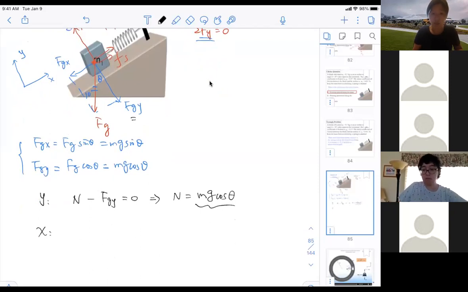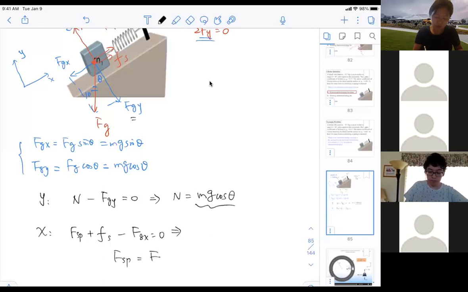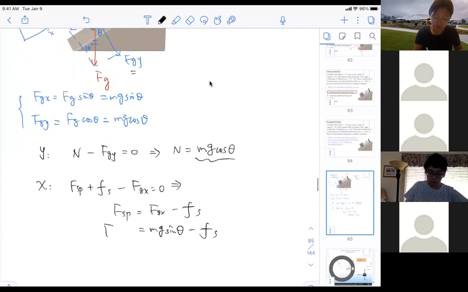Now let's set up Newton's second law in the X direction. There are three forces in the X direction. Two of them point up the ramp, the spring force and static friction. One of the forces points down the ramp, so that's why I write negative F_gx, and the sum is equal to 0. So you can see that the spring force is equal to F_gx minus static friction, and F_gx is really mg sine theta. So the spring force is mg sine theta minus static friction. This is what we get.